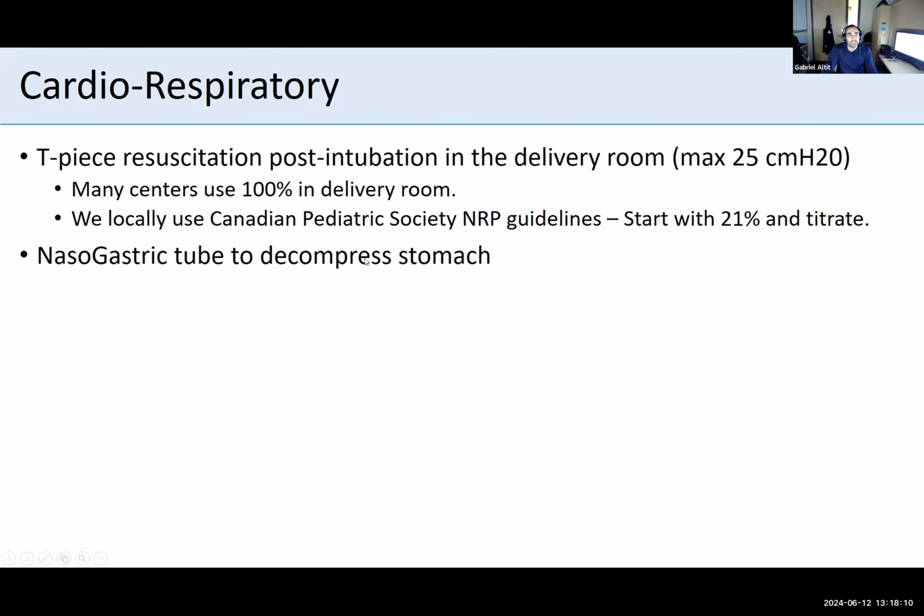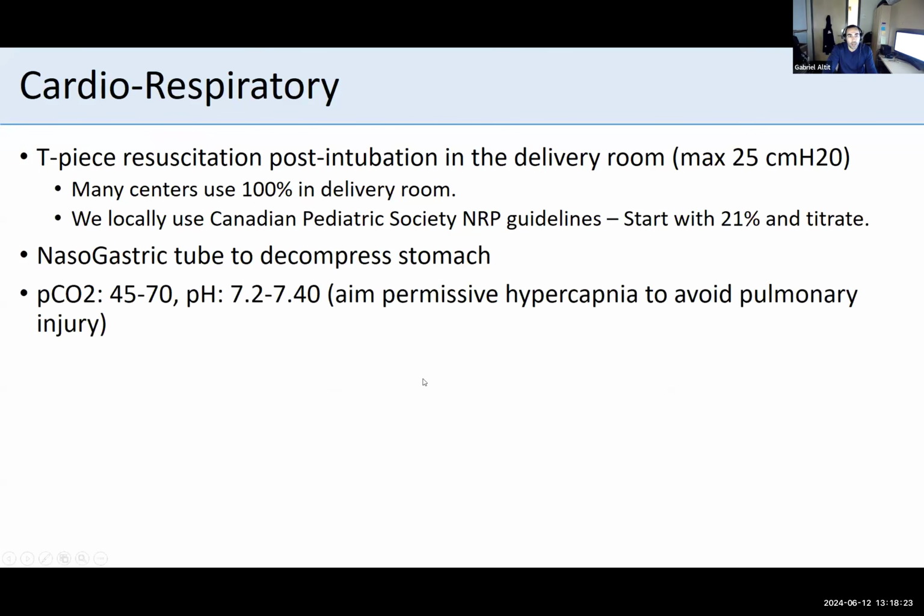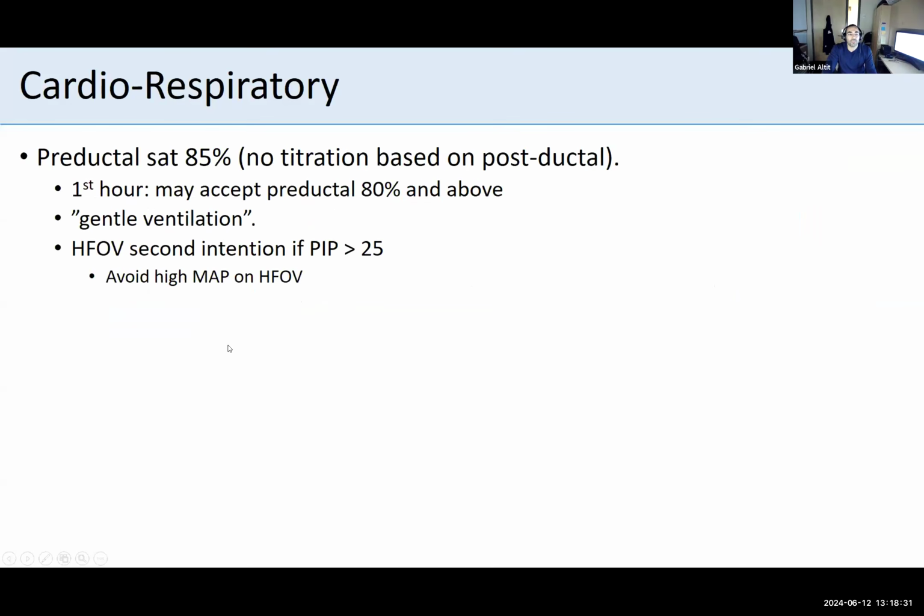We do intubate these patients in the delivery room, and we do decompress their stomach in the hope to decrease the effect on the lungs as well as on the pulmonary vasculature and to improve preload to the left ventricle. We try to have some degree of permissive hypercapnia in these patients while avoiding profound acidosis. We do aim for pre-ductal saturation in the 85% range, and sometimes we even accept lower in the first hour of life. And we try to aim for what we call a gentle ventilation.